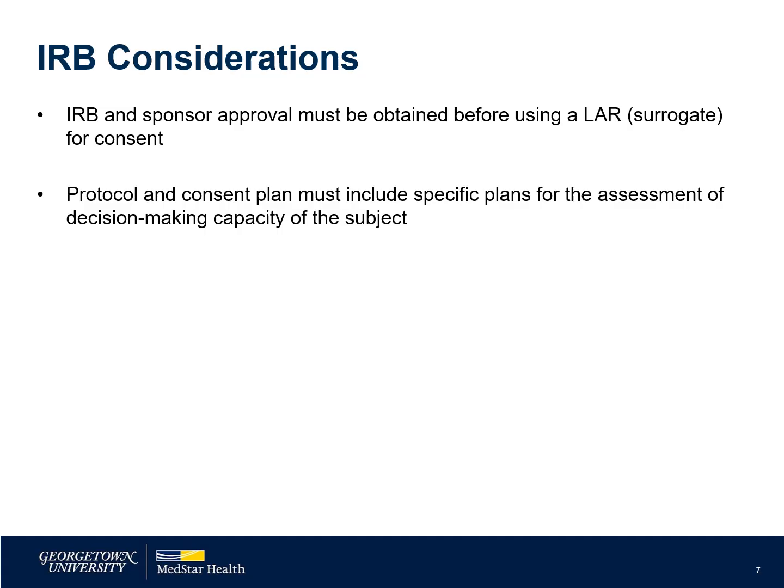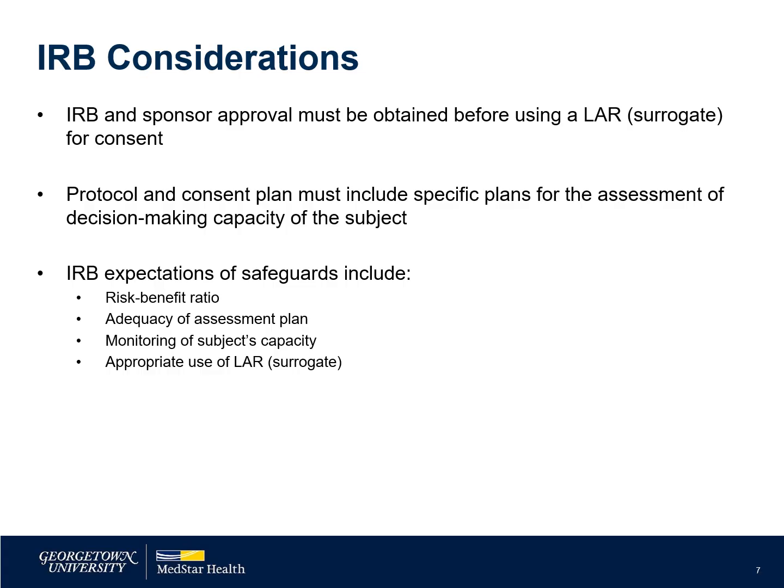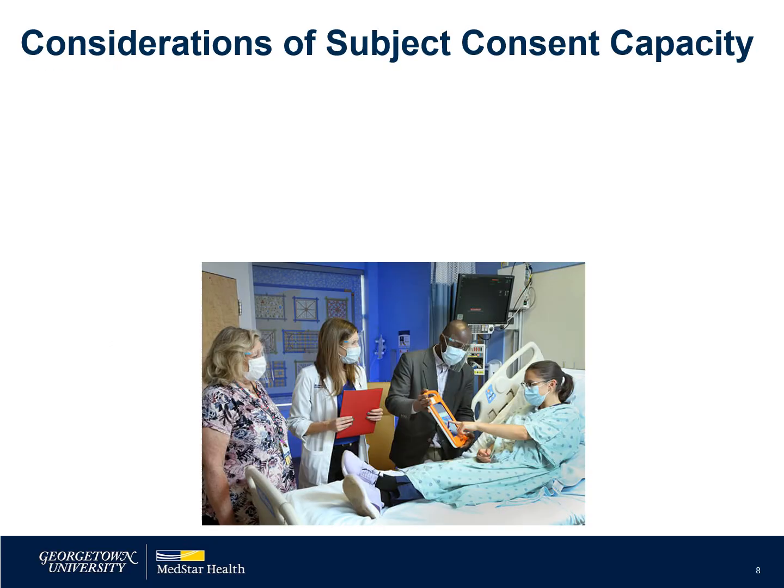When requesting approval to use a legally authorized representative or surrogate for consent from the IRB, the protocol and consent plan must include specific plans for assessment of decision-making capacity of the subject. Included within the submission to the IRB, there is an expectation of certain safeguards put into place to protect the rights, welfare, and safety of subjects with diminished or impaired capacity to consent. Some of these safeguards include risk-benefit ratio, adequacy of assessment plan, monitoring of subjects' capacity, and appropriate use of LAR or surrogate.